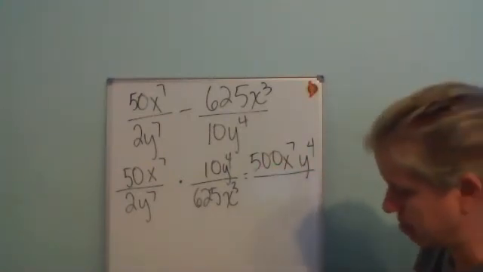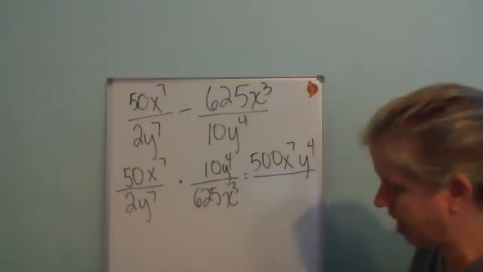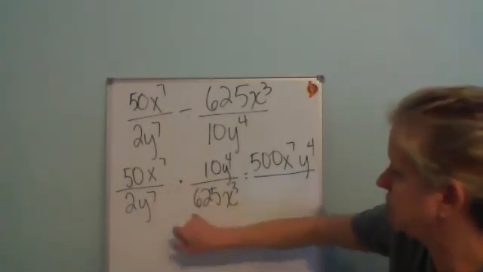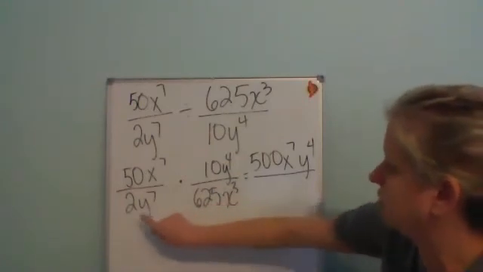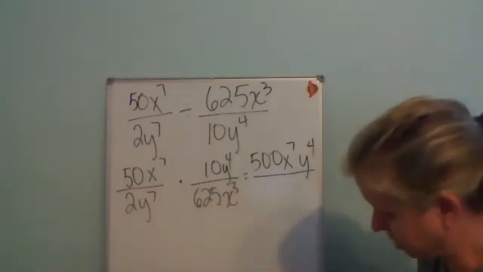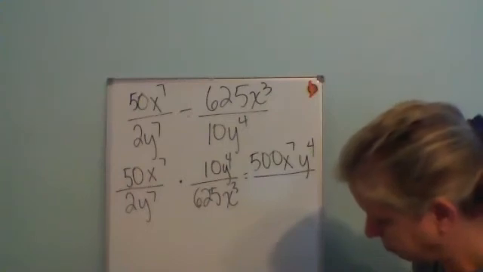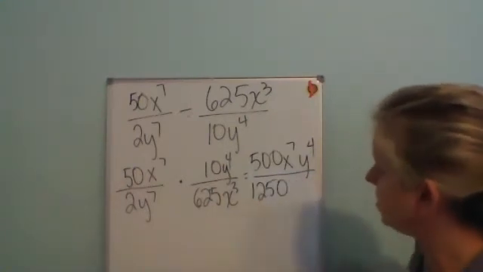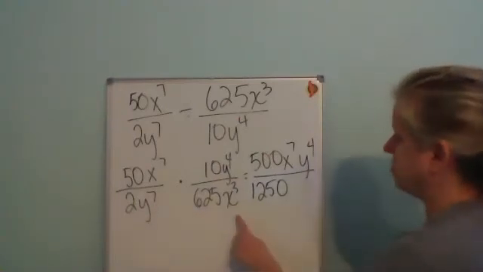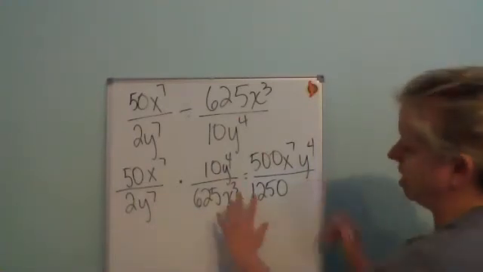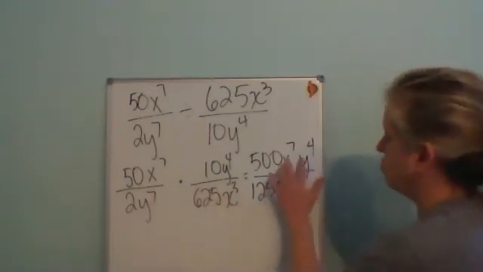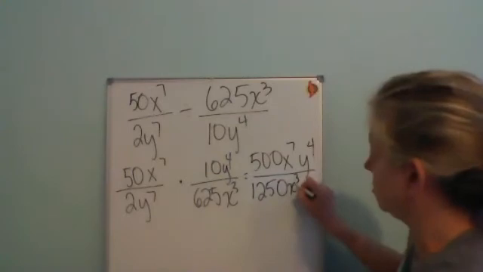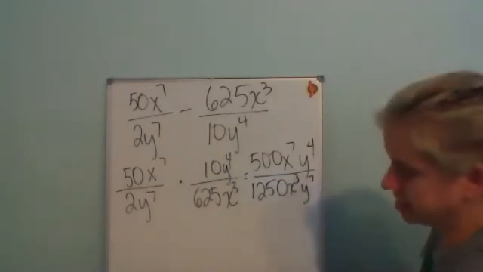Now, in the denominator, so I don't make a mistake, I'm going to put that in my calculator. I've got 2y to the 7th times 625, x to the 3rd. So that 2 times 625 gives me 1,250. Y to the 7th, x to the 3rd. Okay, and I'm going to write these in alphabetical order so it'll look like my top one. So I'm going to have x to the 3rd, y to the 7th.